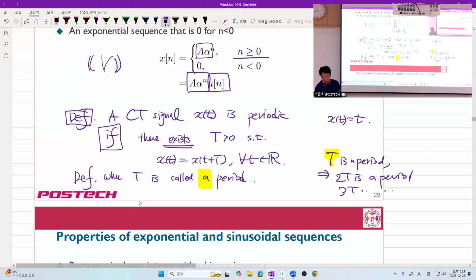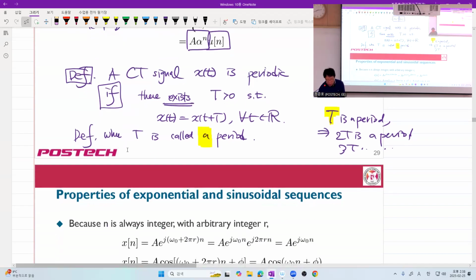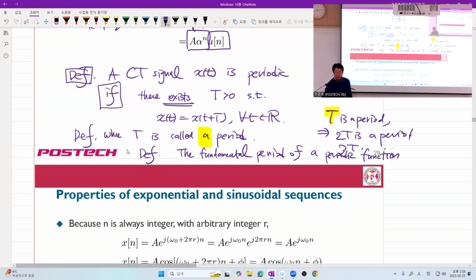Another problem is this one. We want to define the so-called fundamental period. We define the fundamental period of a periodic function as the smallest period.